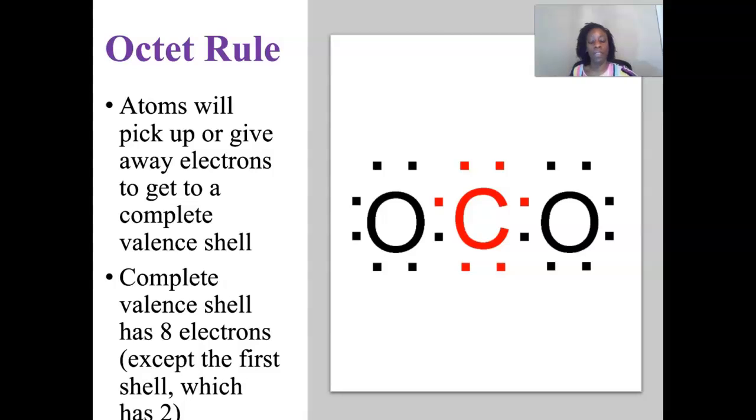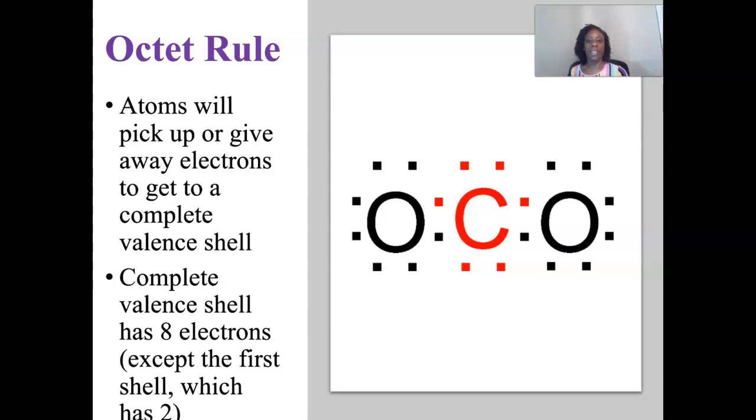So even though that first valence shell, like we said, needs only 2 electrons to be complete, it still falls under the Octet Rule. I know octet means 8, but even that first valence shell, which needs a maximum of 2 valence electrons, still fits under the Octet Rule.